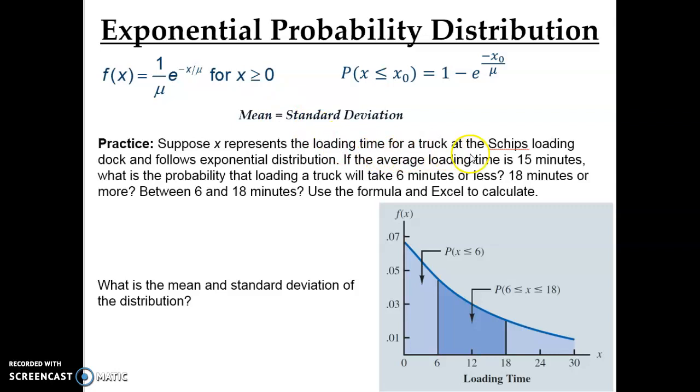Suppose X represents the loading time for a truck at the ship's loading dock and follows an exponential distribution. If the average loading time is 15 minutes, what is the probability that loading a truck will take 6 minutes or less, 18 minutes or more, between 6 and 18 minutes? Use the formula and Excel to calculate.